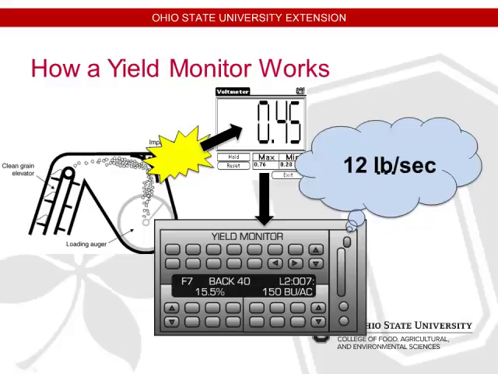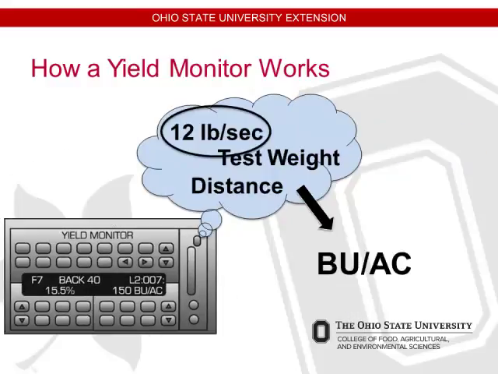So that number goes to your yield monitor. And your yield monitor does some calculations, and it pops out 12 pounds per second. Now we're talking. This is a number that makes sense to us, right? You can pretty much guess what 12 pounds per second of corn would look like. But that's not what we're using for decisions, right? We're talking in bushels per acre. So there's still even more calculations that need to go on.